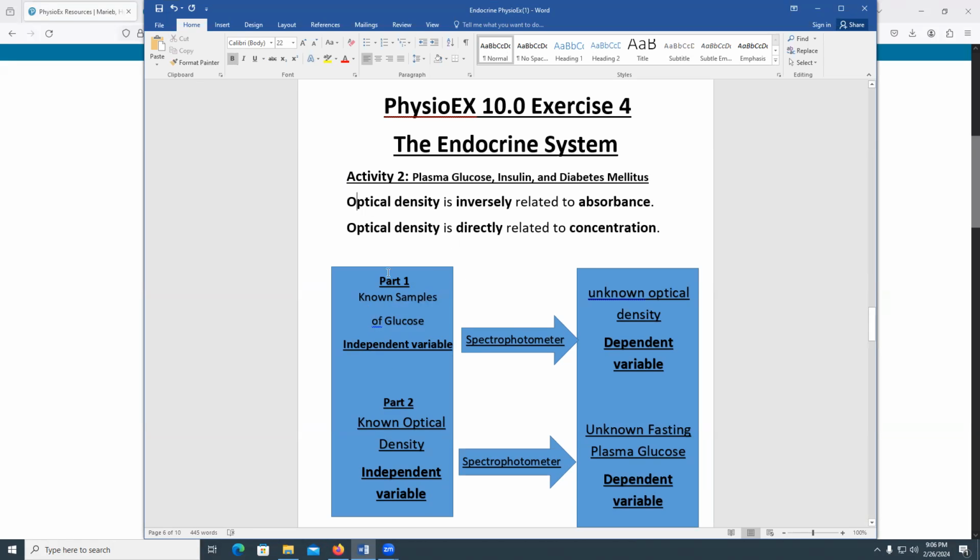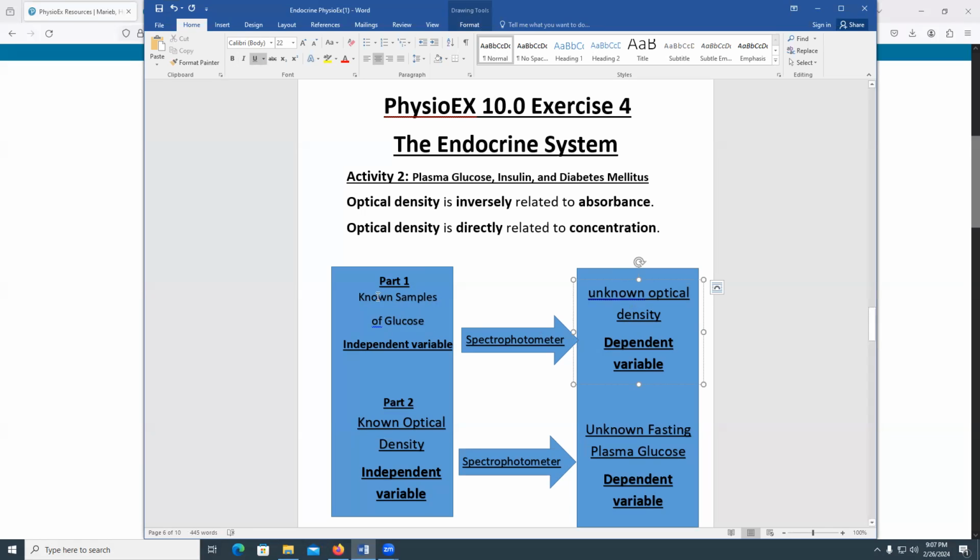So in part 1 of the experiment, we will have known samples of glucose, and they will represent my independent variable, and I will put them through a spectrophotometer. And then the spectrophotometer will give me values known as optical density values. I don't know these values yet because I haven't run my experiment. That's why I labeled them as unknown optical density values.